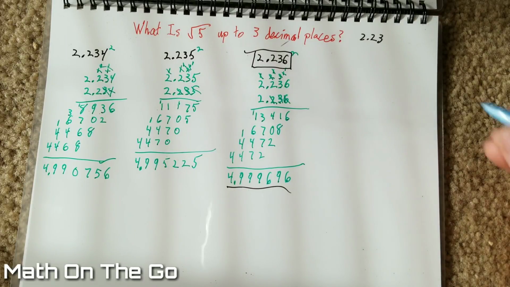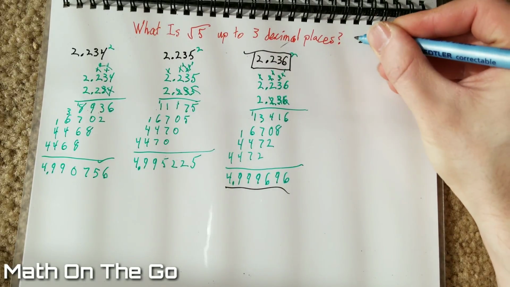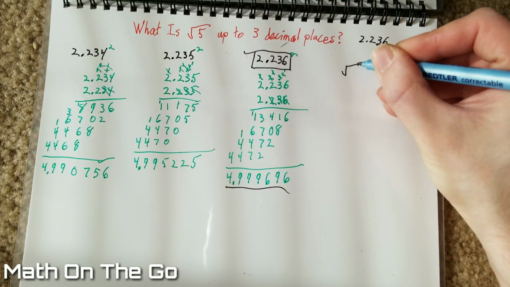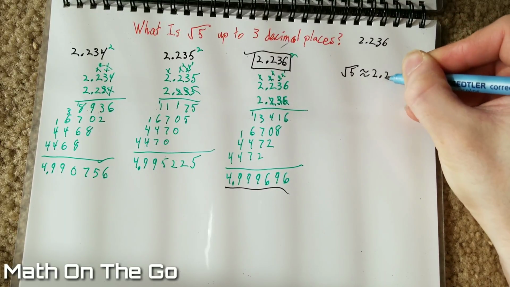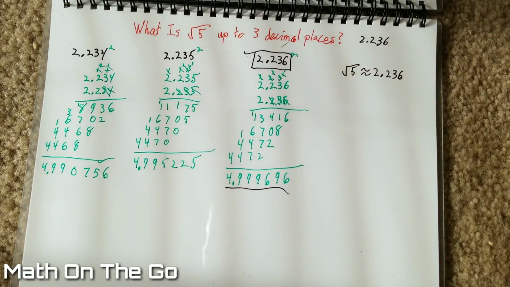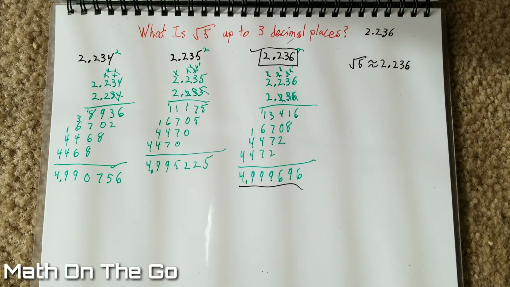So 2.236 is our decimal approximation of the square root of 5, 2.236. As you can see, it's not very practical to sit there and have to go through and try to find the decimal approximation of a square root, but it can come in handy, I suppose, at some point in time. I mean, it took quite a while.